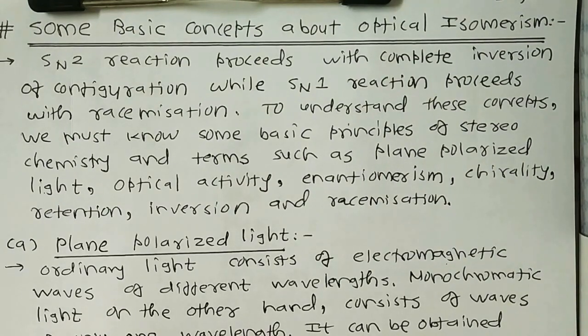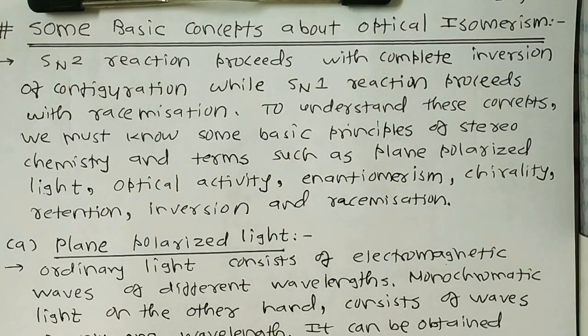Hello students. Today our new, most interesting and important topic is some basic concepts about optical isomerism. As we know, isomerism is classified into two parts: structural isomerism and stereoisomerism. Stereoisomerism is further classified into two parts: conformational analysis and configurational analysis. Configurational analysis is also subclassified into two parts: geometrical isomerism and optical isomerism.